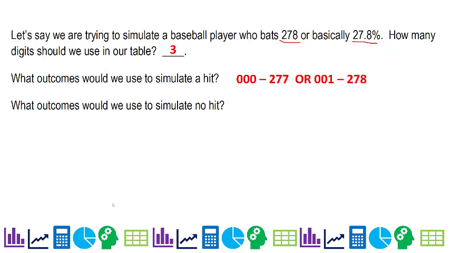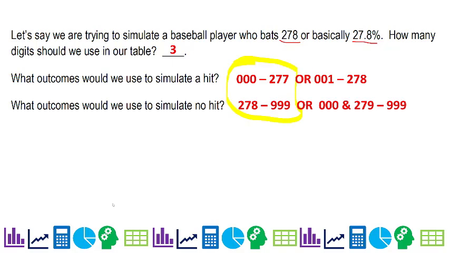So which ones would we ignore? I'll show you both. If you're picking that first set, 000 to 277, then you want to ignore the balance, 278 to 999. Now, if you pick the second method, 001 to 278, because it better matches what you're working with, which is fine, just make sure that you also ignore 000 and 279 to 999. So that gives you a rough idea of how to set up a simulation.